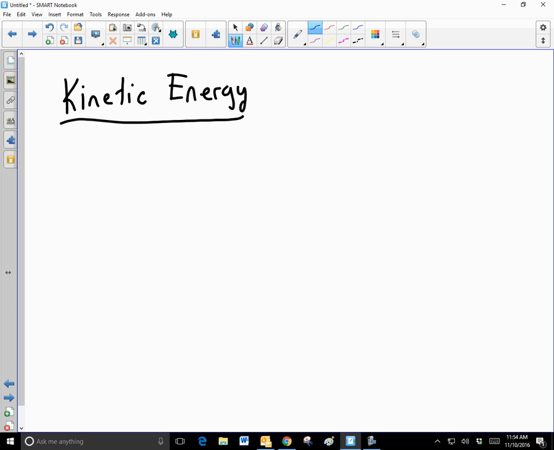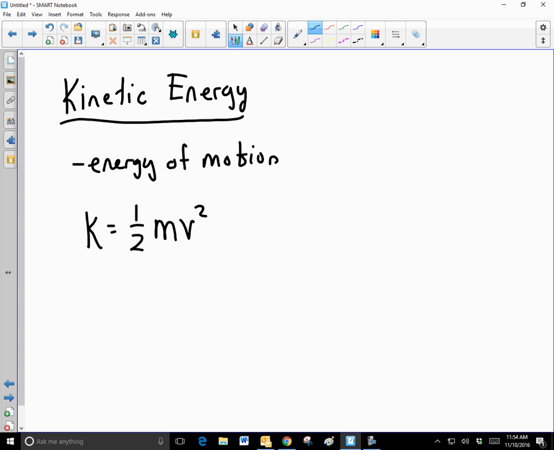So potential energy was the energy based on position or orientation with respect to other objects. Kinetic energy is the energy of motion. So if an object is moving, then it has with it kinetic energy. Kinetic energy is 1/2 mass times velocity squared. And it's important to note that it is velocity squared.